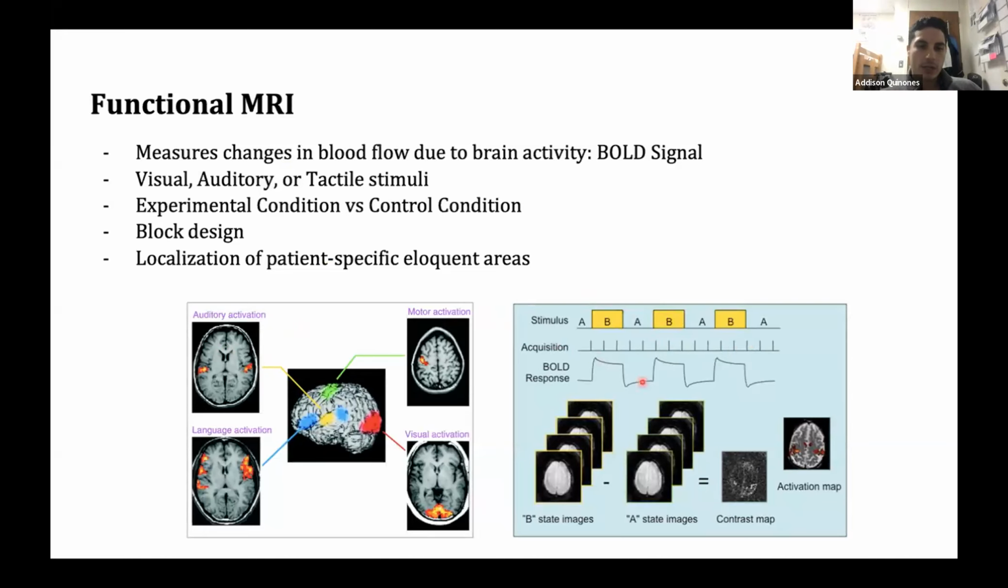So if we look in the bottom right, we can see this diagram explaining how a block design works. The A is the control condition, the B is the experimental condition. And you can see when it rotates between A and B, the BOLD response increases, showing that there actually is some increase of brain activity. And lastly, we use functional MRI for localization of patient-specific eloquent areas. This can be things such as language areas, which is what we used in our study, but also auditory activation or motor activation.